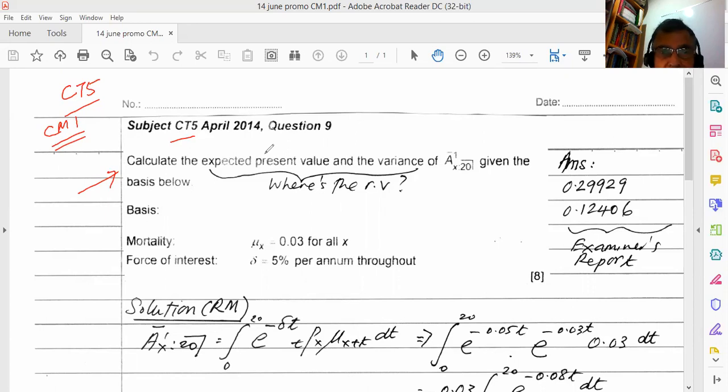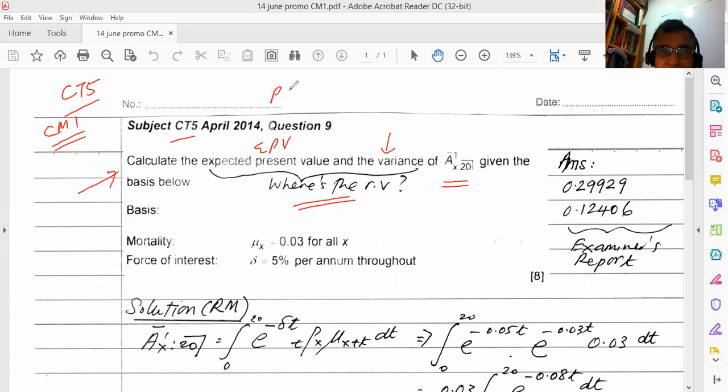Calculate the expected present value. So we have to find the expected present value and the variance. There are two things to do. Now this is what's wrong with this problem. That's why I wrote in my handwriting here, where's the random variable? So this question is kind of defective. They should have talked about the product.